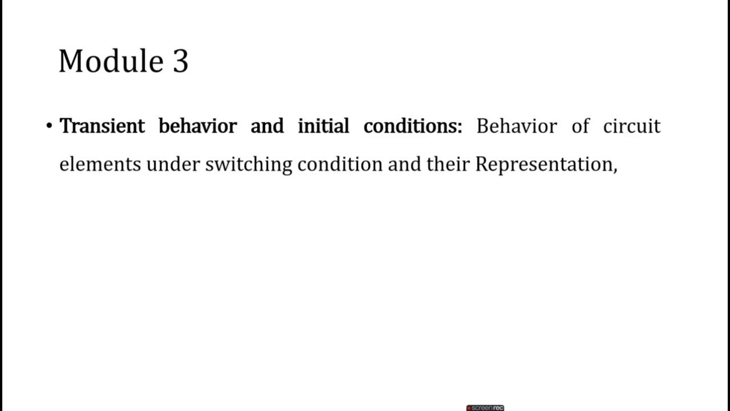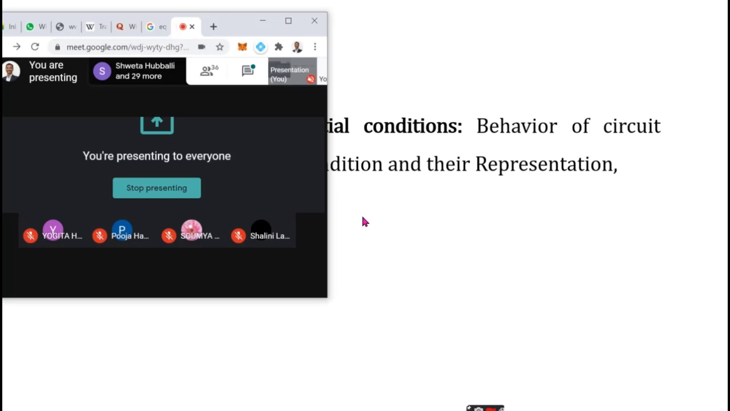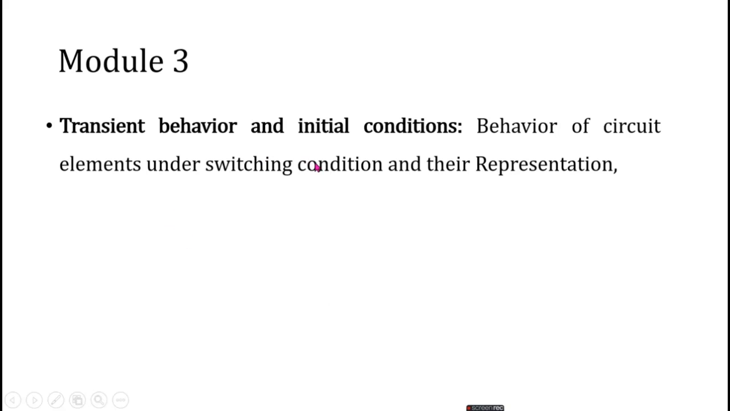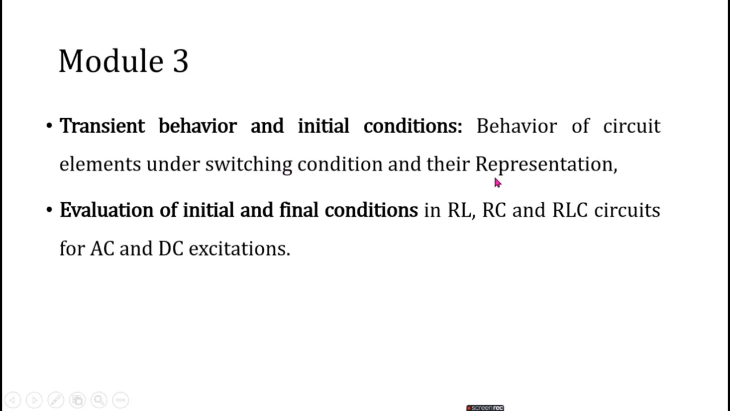In this module 3, we will discuss transient behavior and initial conditions. That means the behavior of circuit elements under switching conditions and their representation, and the evolution of the initial and final conditions in RL, RC and RLC circuits for AC and DC excitations. After discussing these two topics, we will solve numerous problems on module 3.